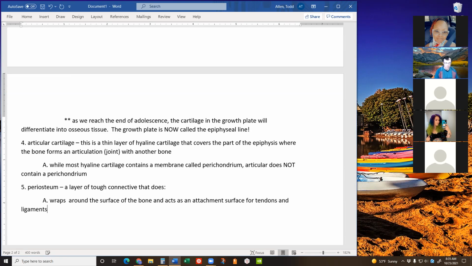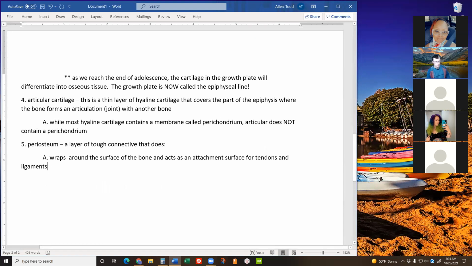Eventually, we're going to get into a conversation in this course where we go to ridiculous detail, at least ridiculous for many folks, about exactly how contraction of muscle tissue leads to motion of a bone. We've got to build up our anatomy knowledge of these structures so that that conversation is going to make sense. So the periosteum wraps around the surface of the bone and acts as an attachment surface for tendons and ligaments.